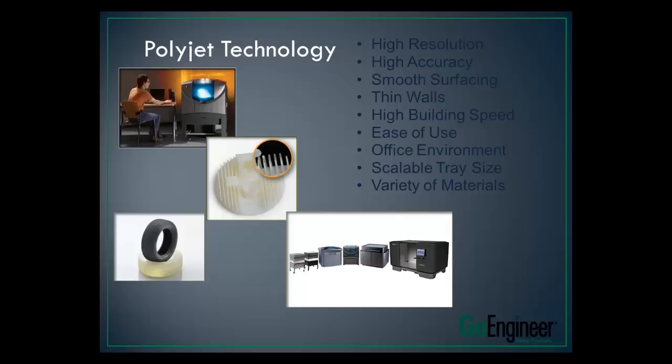Think of a remote control or any kind of handheld device where you have some kind of overmolding or softness to it. You can do that right there. Another good thing too is you get really small, really nice small features like small wall thicknesses, smooth surfacing, things like that. You get all of that with this PolyJet technology. So there are a lot of pluses to this.